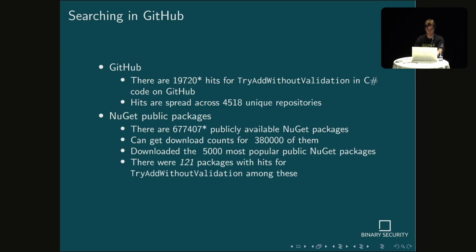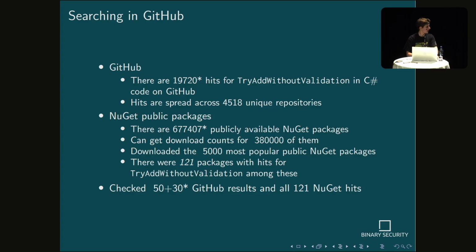All right, out of this, I checked something like 80 GitHub repositories and all 121 NuGet hits for a total of 200 different code bases. That sounds worse than it is, because a lot of these you can just immediately say, nah, this isn't going to be vulnerable, because it's just like hard-coded strings being input, for example. That's very easy to exclude.